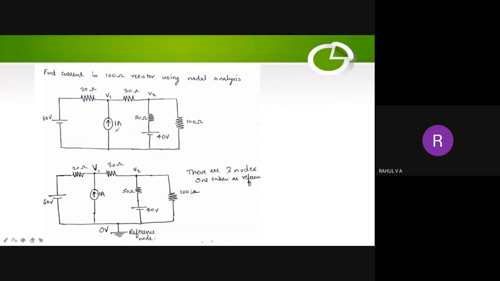Okay, this is our circuit diagram. So we need to find out what is the current through 100 ohm resistor using nodal analysis. Okay, so we found out that there are three nodes in this actually. One is this one, second is this one, and third is this one. The third one is considered as a reference node where potential is 0 voltage. And now we have to analyze node 1 and node 2.